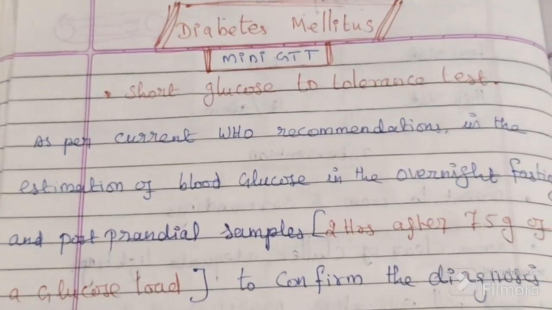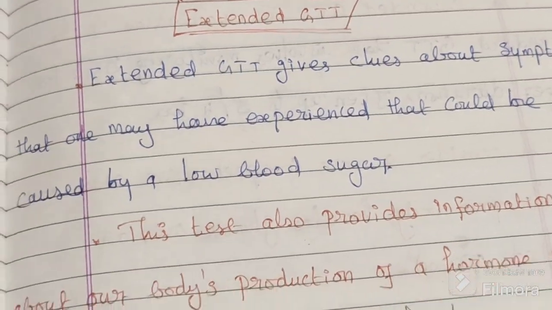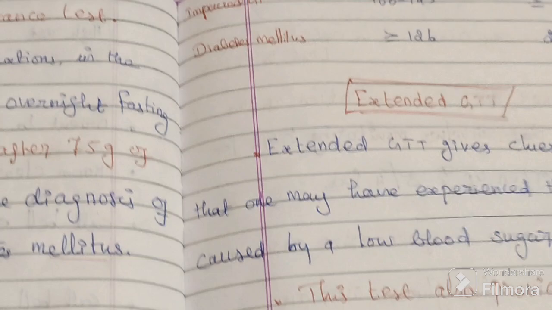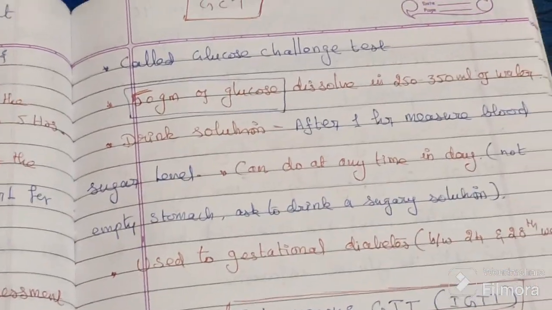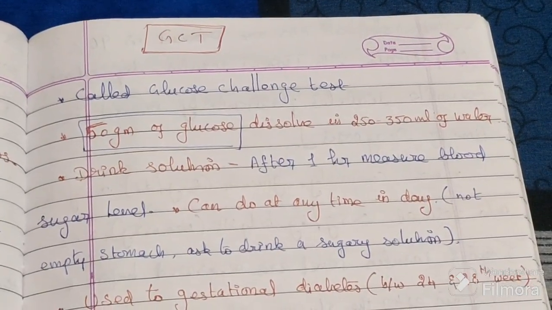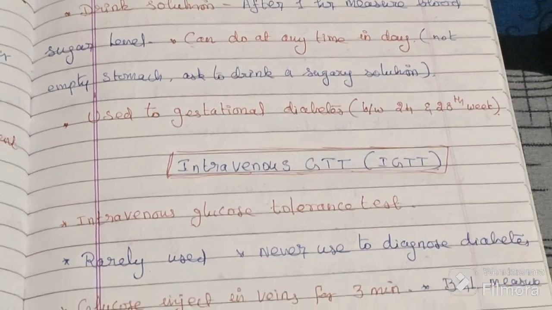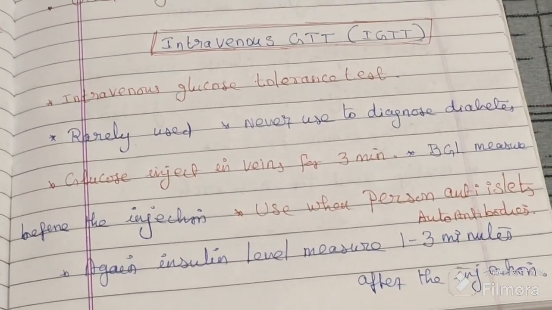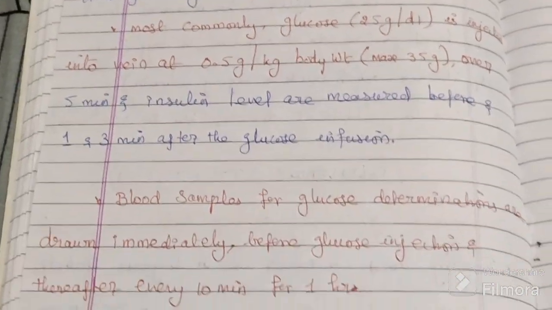So in this video, various glucose tolerance tests. First one is the short test, second one is extended up to 5 hours. Then glucose challenge test, after 1 hour we collect the samples. Then intravenous, this one is not used for diagnosis of diabetes mellitus, mainly we are using it for research purposes.